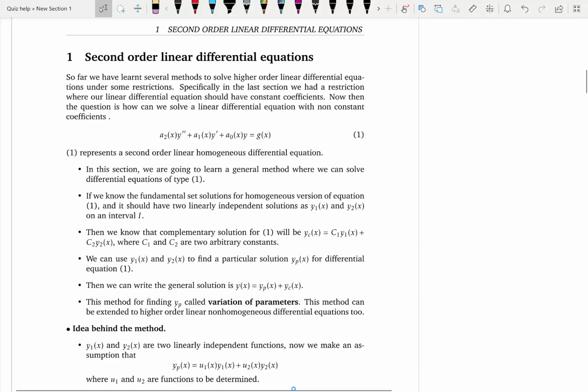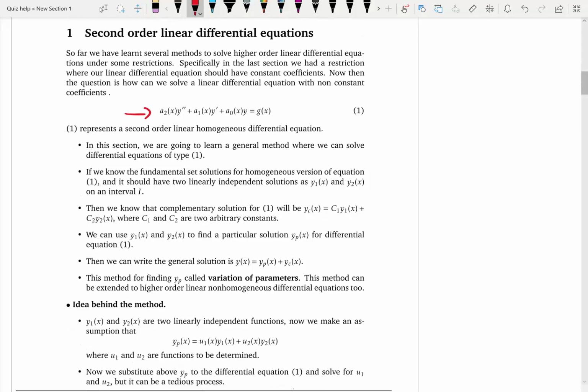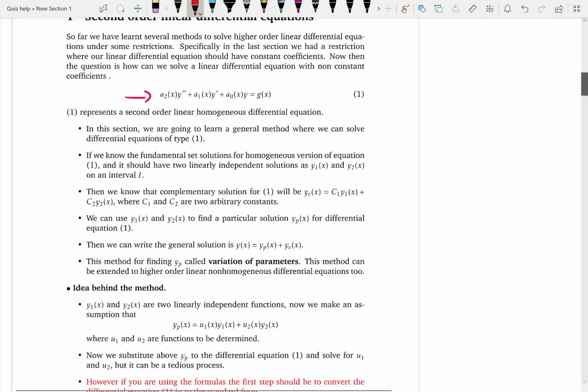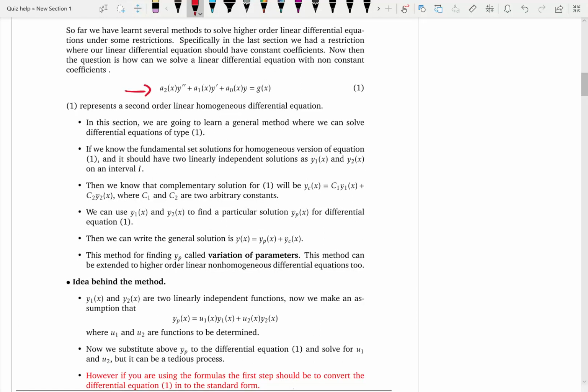How about if you have non-constant coefficients in your differential equation? That means you have functions of the independent variable as coefficients in your linear differential equation. How can we solve them? Well, we are going to learn one powerful method called variation of parameters to do that. Okay? All right.